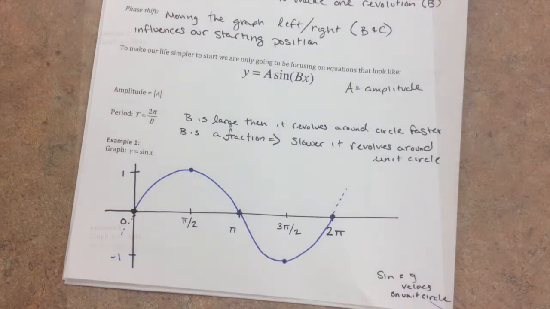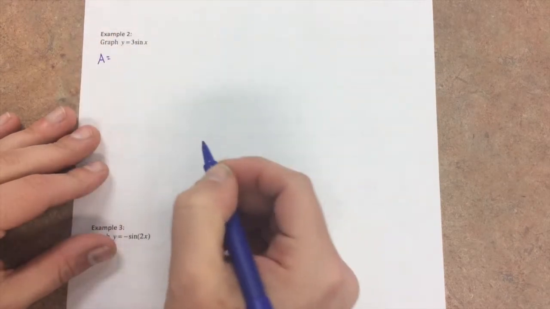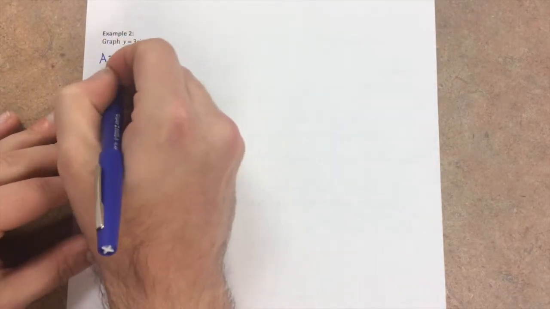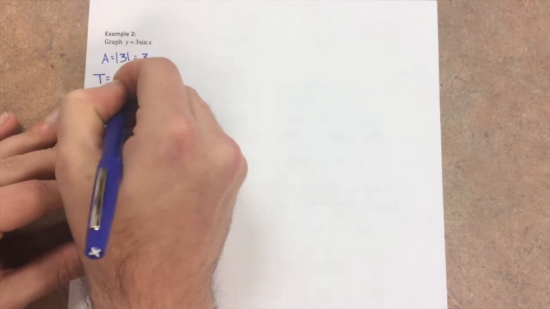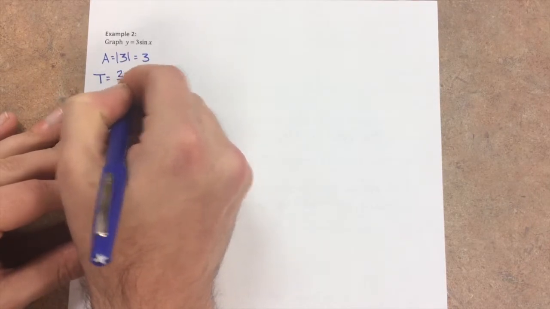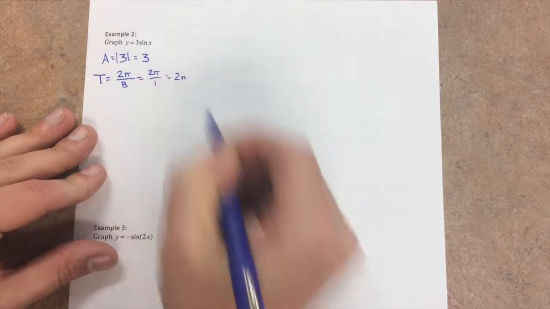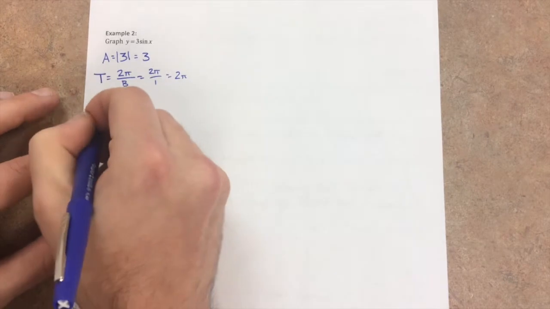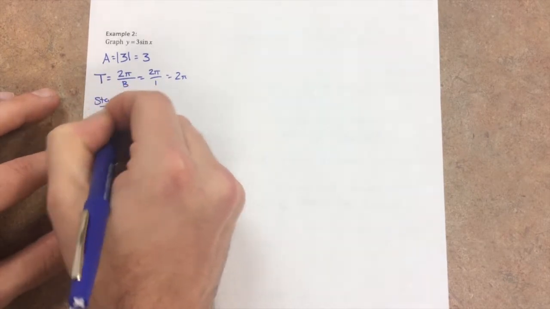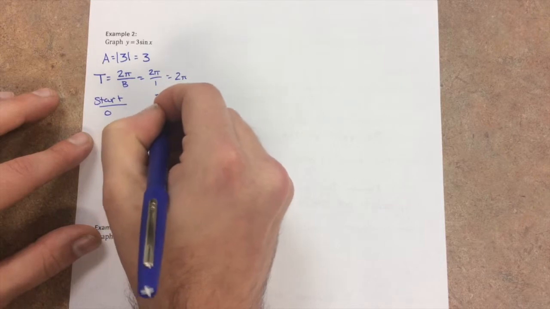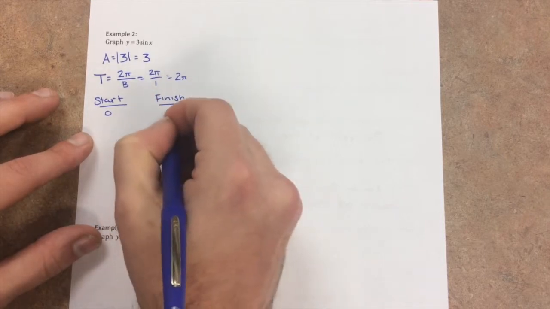All right, flip it over. We'll do a couple more. All right, so with example 2, we are graphing 3 sine x. So our amplitude here, just if we were going to follow along, our amplitude is 3, or the absolute value of 3, which is 3. Our period, which is going to be 2 pi over b, which in our case b is 1, so it's 2 pi over 1, which is 2 pi. So we are going to start at 0, and we are going to finish at 2 pi.